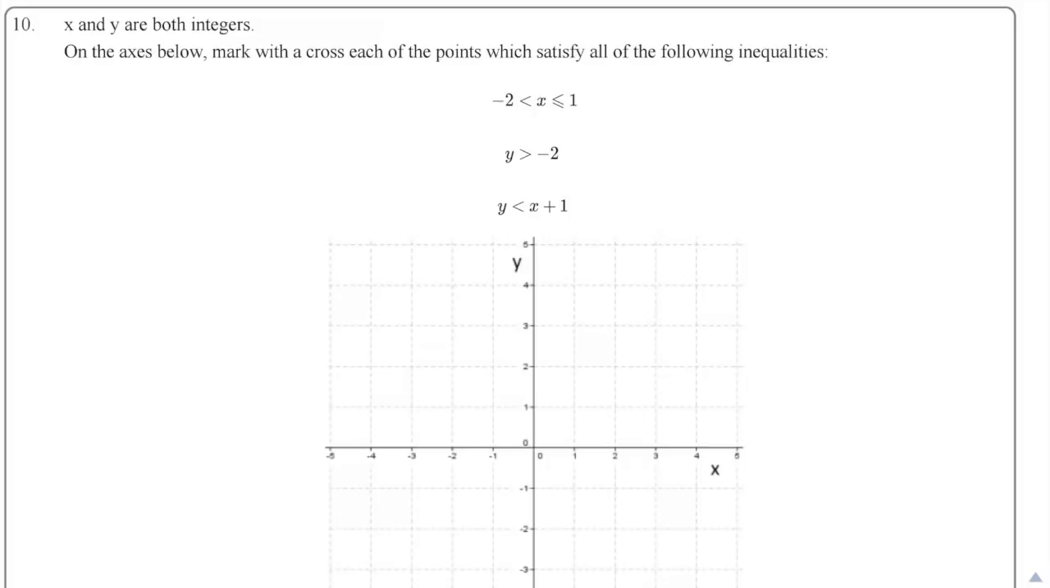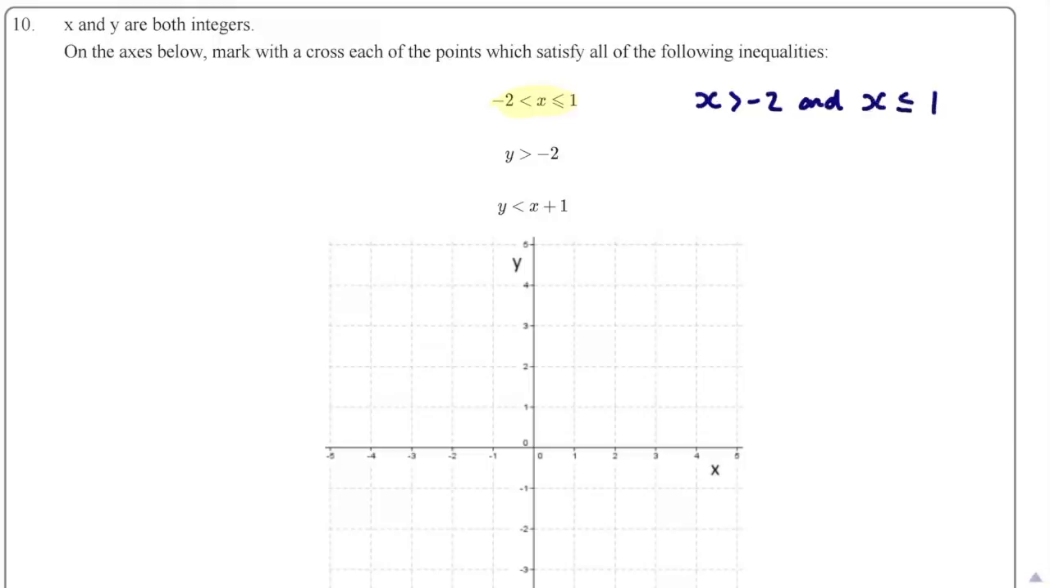Question 10 says x and y are both integers. On the axes below, mark with a cross each of the points which satisfy all of the following inequalities. Okay, so if we look at the first one, which is basically saying that x is greater than minus 2, but it's less than or equal to 1. So for this, we actually need to draw 2 separate lines. We need to draw the line x is greater than minus 2, and the line x is less than or equal to 1.